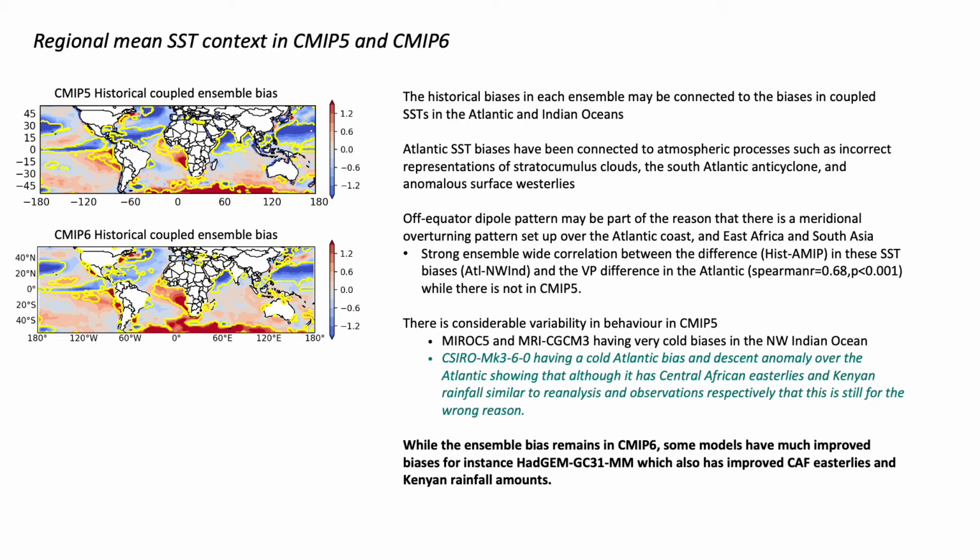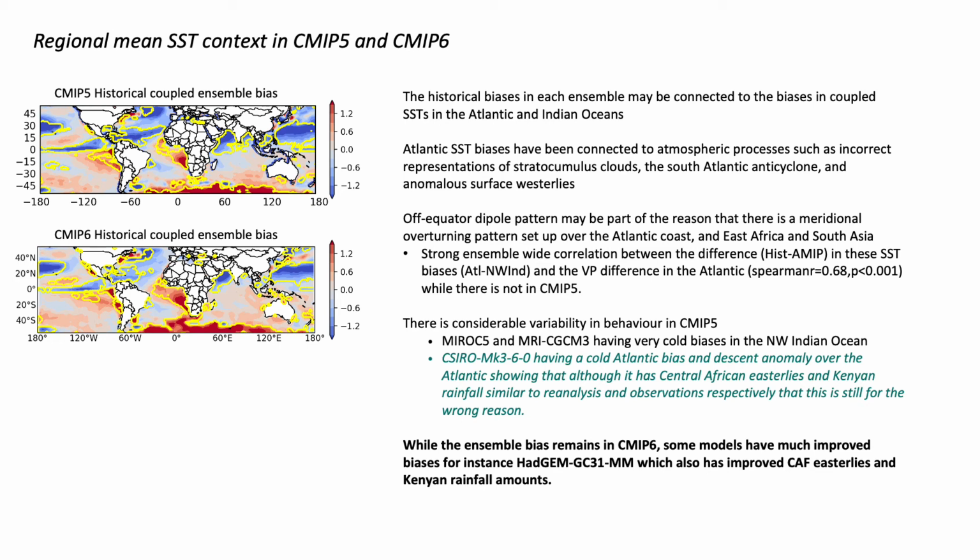And in CMIP6, there is a pretty strong relationship between the strength of this dipole and the velocity potential difference in the Atlantic. However, this is not true in CMIP5. There is considerable variability in model behavior in CMIP5, which has made it quite hard to pick out coherent relationships. For example, two models have extremely cold biases in the Northwest Indian Ocean that make them quite different from the rest of the ensemble, and then CSIRO has a cold Atlantic bias and a descent anomaly over the Atlantic, showing that although it has Central African easterlies and Kenyan rainfall that are quite similar to reanalysis and observation, this is for the wrong reason.